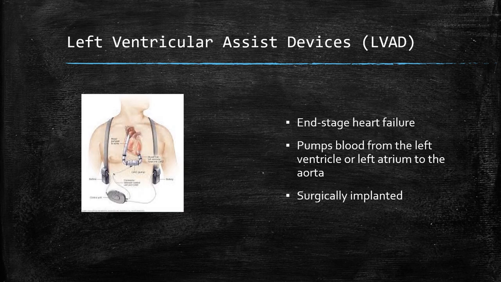There are several different types of left ventricular assist devices in clinical use. This picture shows one that has been surgically implanted. Blood is removed from the left atrium or left ventricle and pumped back into the aorta. This device is most commonly used as a bridge to cardiac transplantation, but some patients will receive long-term treatment with an LVAD if they're not transplant candidates.